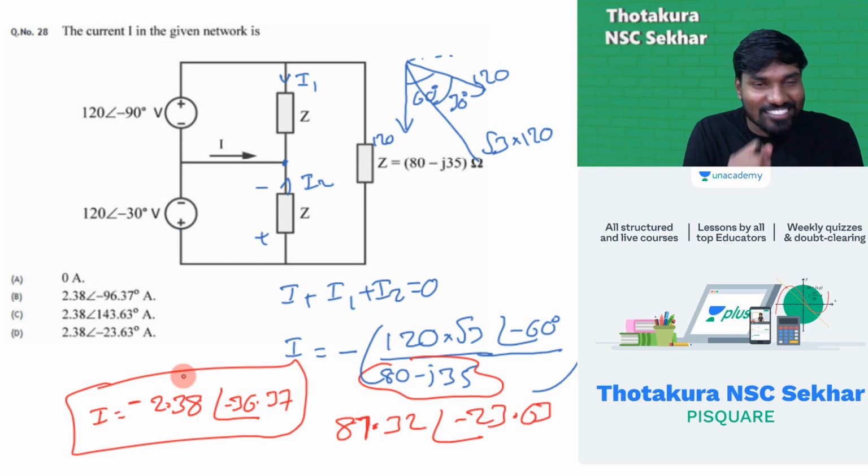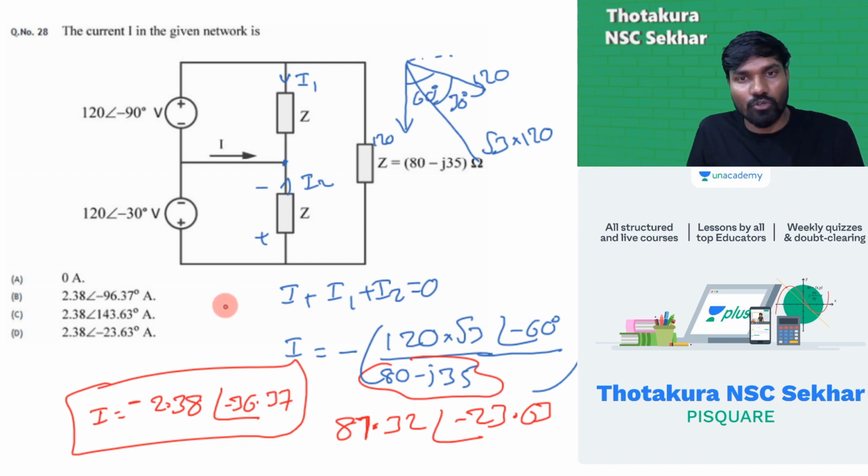We got the answer, right? But look at the options. Is any option matching with it? No option is matching with it. First of all, it's not minus. Then have we done something wrong? No, it's not that we have done something wrong. This is a different representation. We have one representation, and this is represented in a different way.